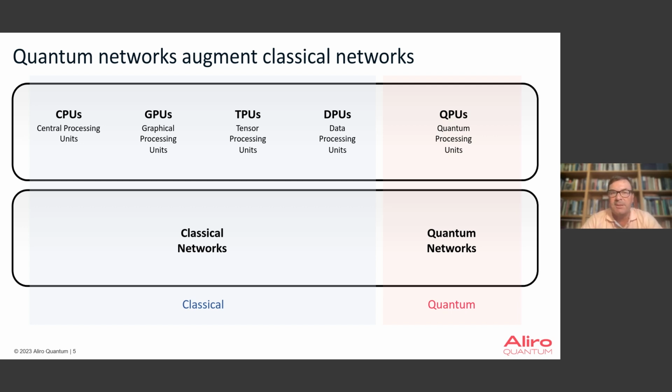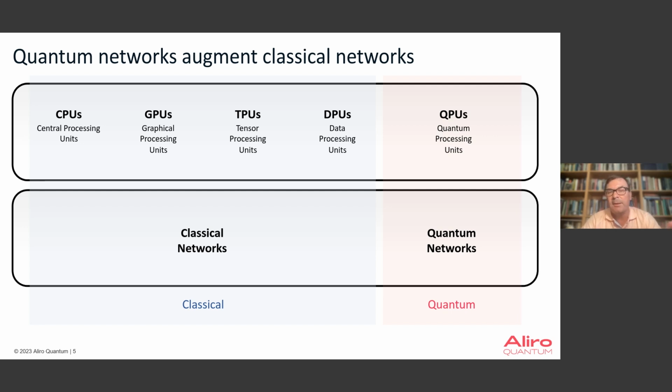Instead, quantum networks will augment classical networks. There are some very specific applications that quantum networks are very good at, and that includes things like secure communications, but also connecting quantum computers to each other or connecting quantum sensors to each other. Quantum networks are not just better at these applications. Some of these applications are simply impossible with classical networks.